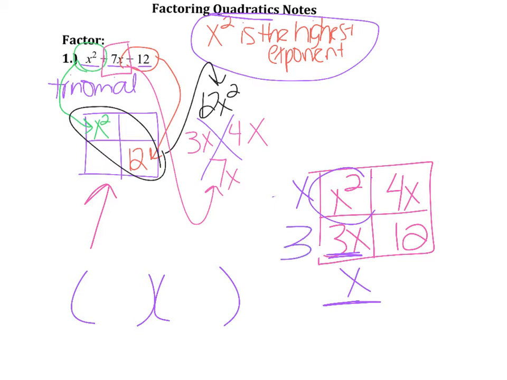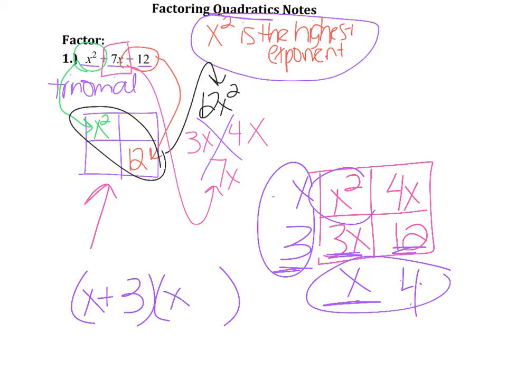And then down here, we need to figure out, okay, what times 3 gives us 12? Well, that's going to be a 4, because 3 times 4 is 12. So let me erase this arrow. So that's going to become a 4. So when we're done, we have an x plus 3, because that 3 is positive, and then on the bottom we have an x plus 4.